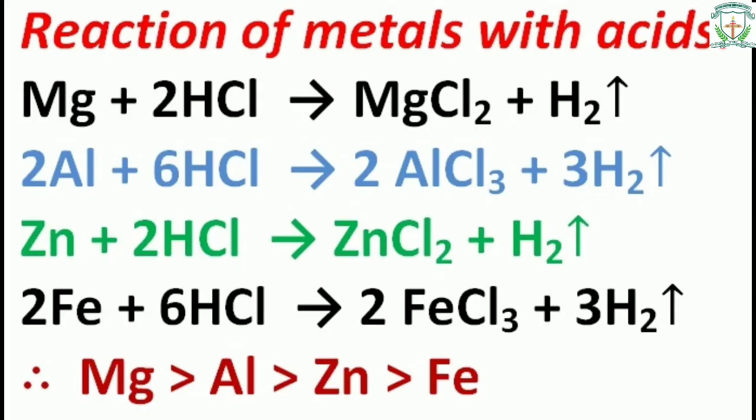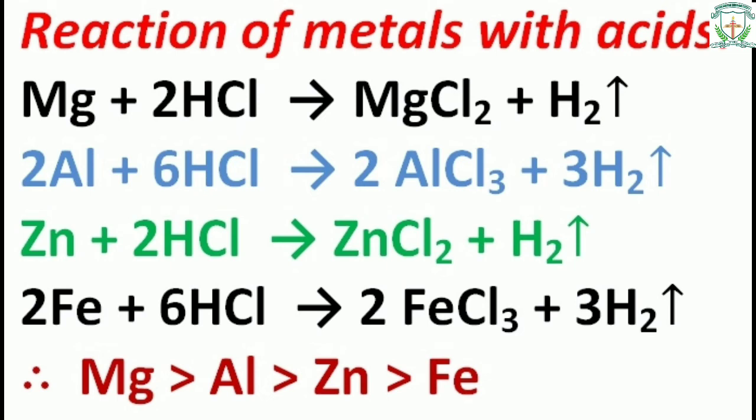Let's take magnesium. Push it into hydrochloric acid. Magnesium reacts with dilute hydrochloric acid. Magnesium forms its chloride and releases hydrogen gas. Mg, magnesium, plus HCl, hydrochloric acid, gives magnesium chloride, MgCl2, plus hydrogen. To test the hydrogen gas, a pop sound will come.